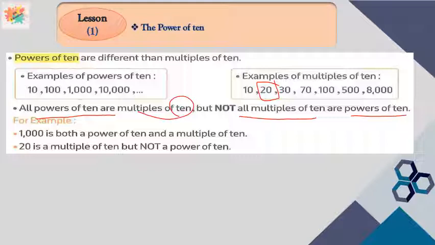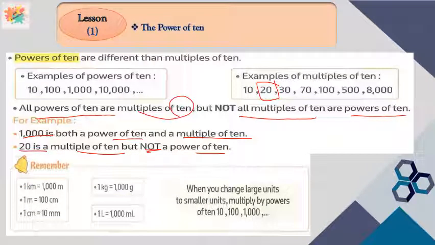يبقى المالتيبلز اوف 10 هو انا مسكت تيبل 10 بس قعدت اعمل باي 1 باي 2 باي 3 باي 4، لكن الباورز اوف 10 زي ما اتفقنا اللي هو بنعمل ايه؟ كل مره بعمل باي 10 بس، يعني 10 باي 10 100، باي 10 1000، باي 10 10,000، باي 10 100,000 and so on. خلاص كده عرفنا يعني ايه powers of 10. اوكي so 1000 is both a power of 10 and a multiple of 10, but 20 is a multiple of 10 but not a power of 10.